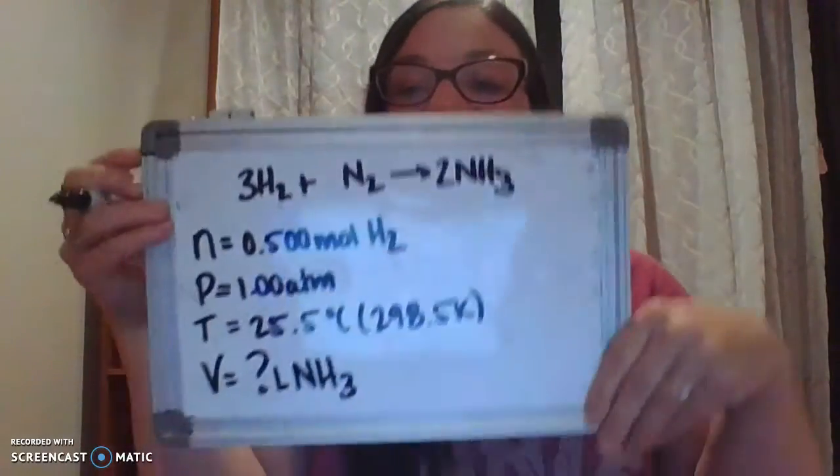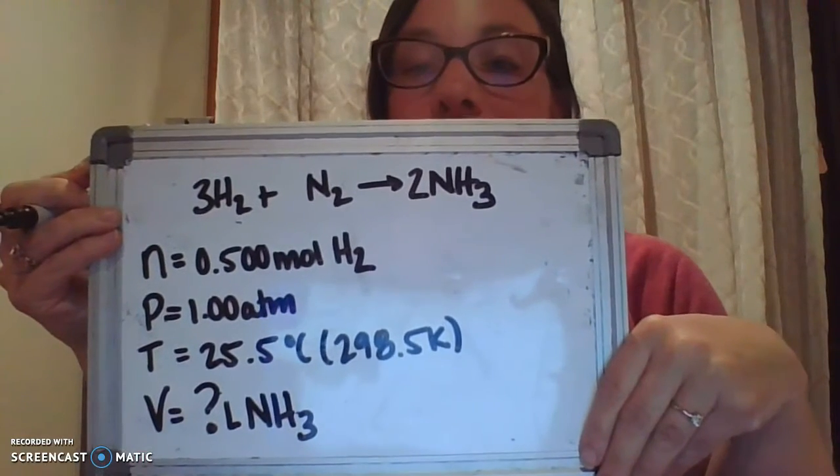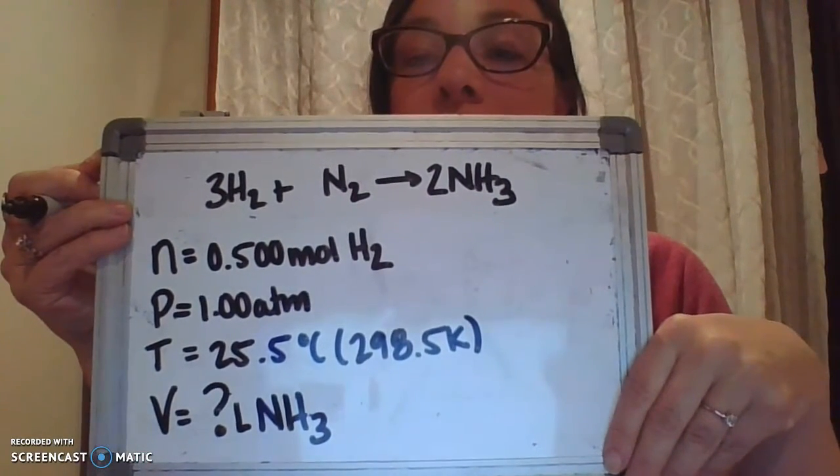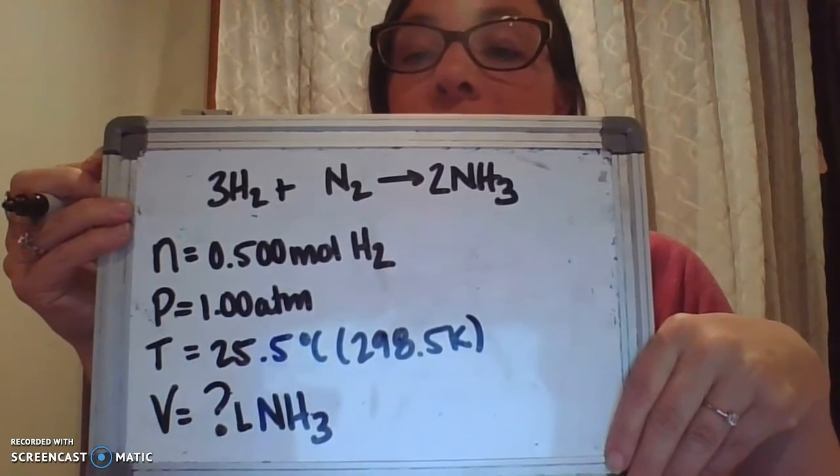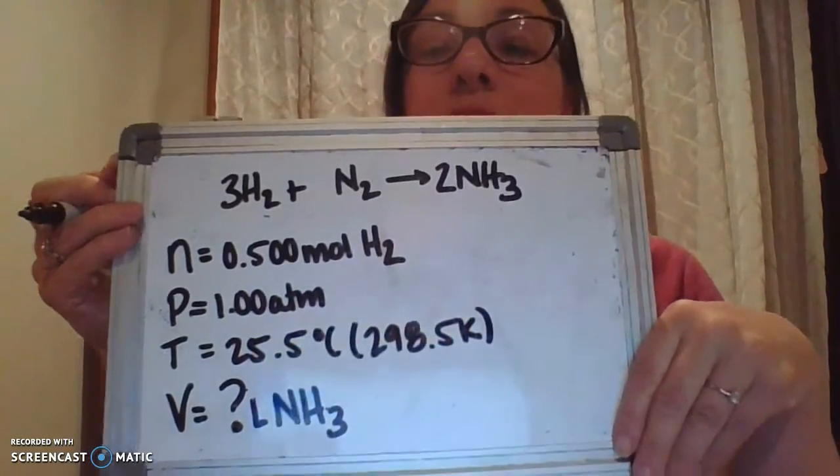If all of this hydrogen is converted to ammonia, what would the volume of ammonia be? So that means I'm looking for volume of NH3. This is what I know. I have my balanced equation. I know I'm starting with moles of hydrogen. I know I want to find volume of NH3. I know my pressure and temperature values. So now I want to go and refer back to my roadmap. I'm starting with moles and I'm ending in volume.